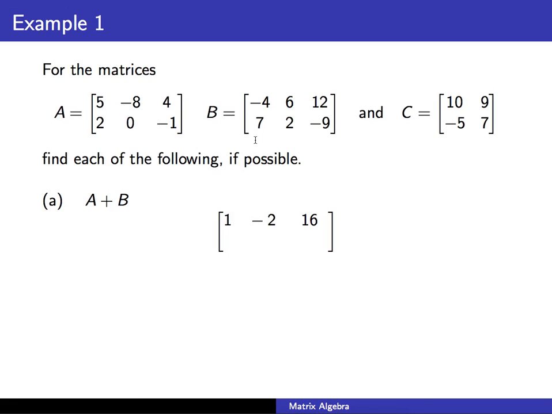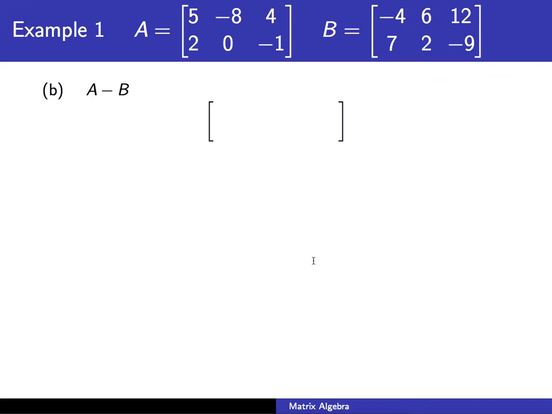So 2 plus 7 in the second row, first column, the bottom left, is 9. 0 plus 2 is 2. And then negative 1 plus negative 9 is negative 10. So matrix A plus matrix B, we get 1, negative 2, 16. And then in the next row, 9, 2, and negative 10.